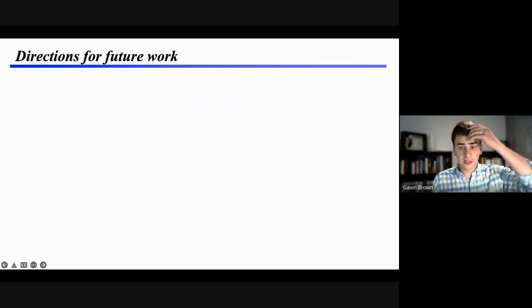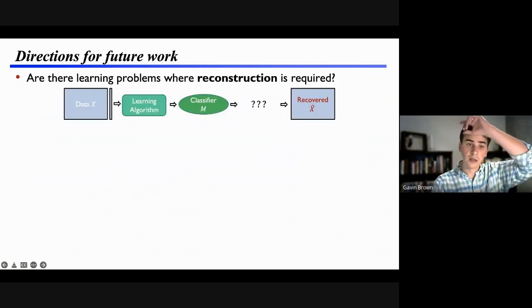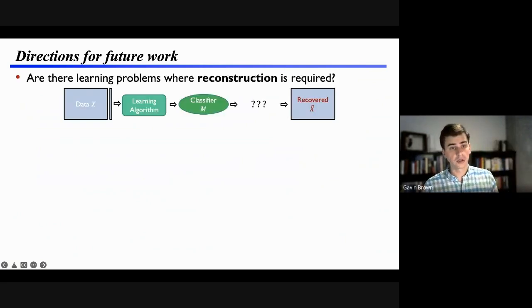I'd like to suggest a few directions for future work. The first is quite natural: are there learning problems where reconstruction is provably required? Can I produce a theorem that says there exists a natural task such that for any learning algorithm, there is an adversary who's able to produce a data set that looks quite like X in some specific way?